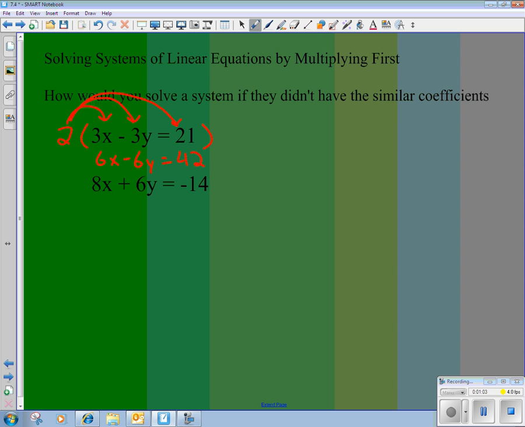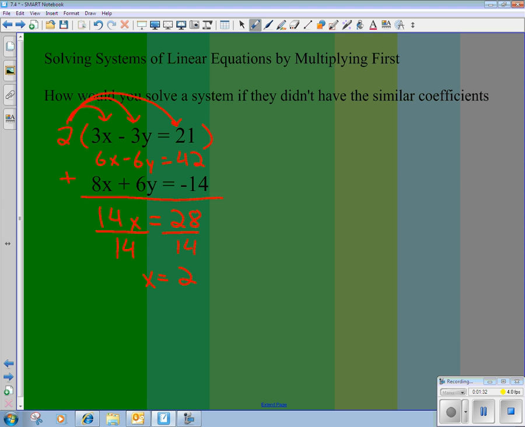Now that we have this, we can add or subtract like normal. In this case, we are going to add, because we have a negative 6y and a positive 6y. A negative plus a positive gives you that 0 that we're looking for. So we get 14x, and that cancels out, and this is going to equal 28. To get x by itself, we divide by 14, divide by 14, then x equals 2.